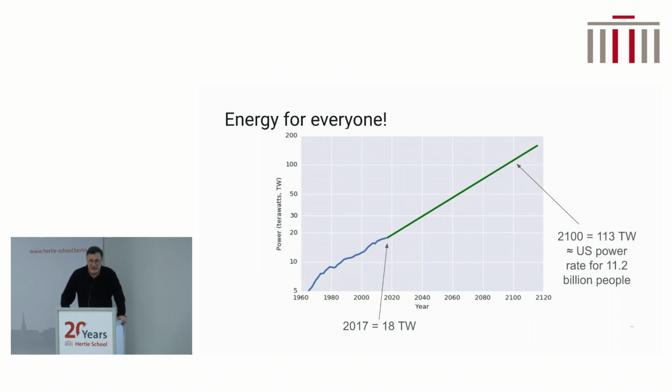In 2017, there was about 18 terawatts, a continuous 18 trillion watts of power, consumed by all humans. And that will keep growing by a factor of 6 until everyone uses roughly the U.S. power per capita rate for the 11.2 billion people that are projected by the UN to be alive in 2100.